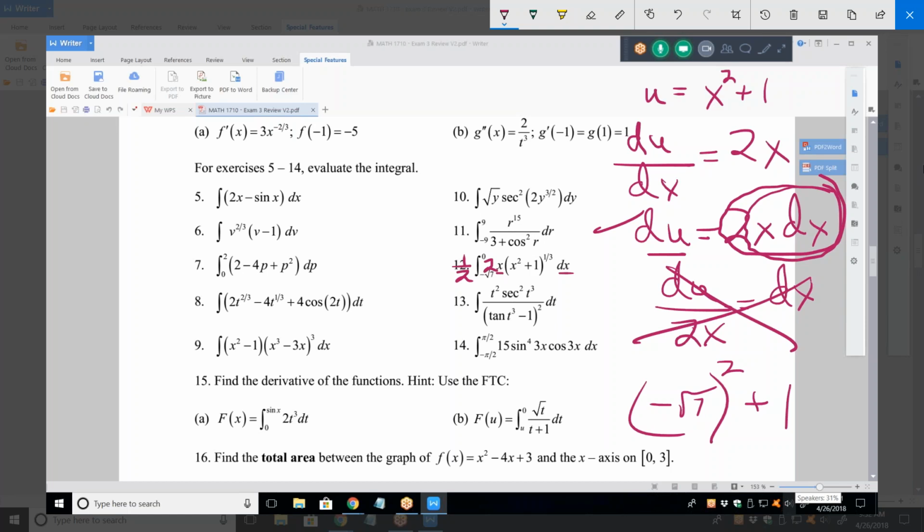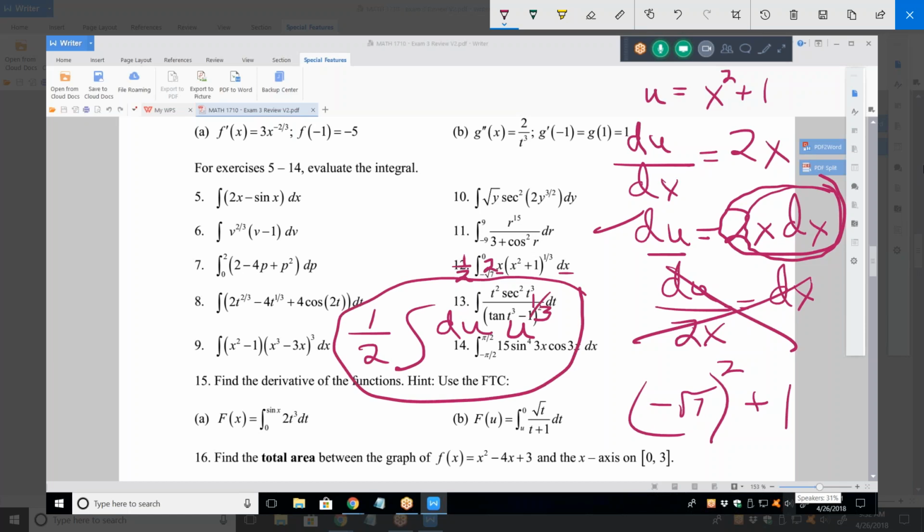So what do I have? I have 1/2. The 2x dx is du, and the x squared plus 1 is u to the 1/3. So I can get to that step a little bit faster. I don't actually need to go from here to there and then cancel the x's out.